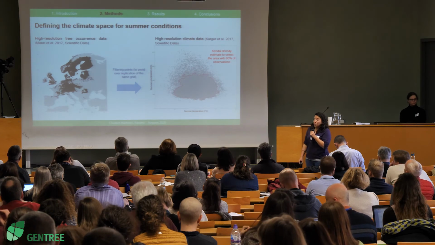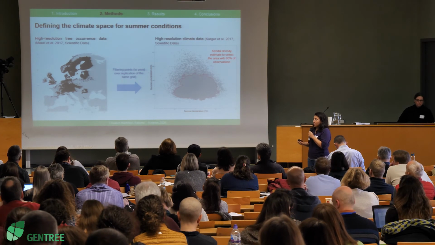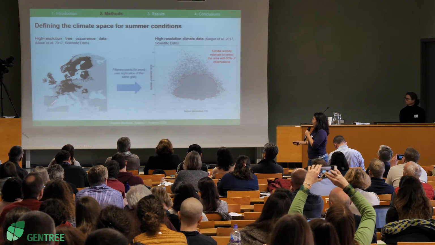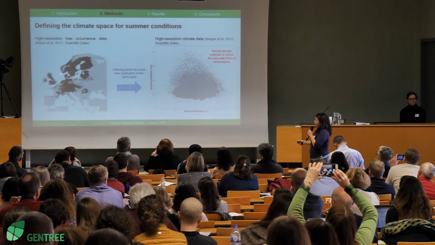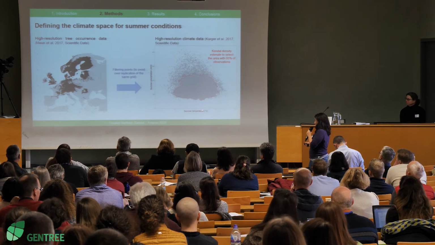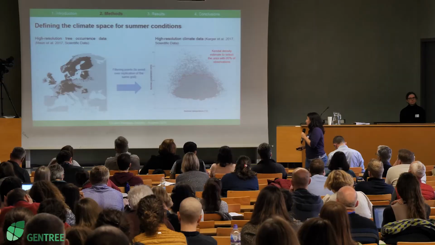So first of all, we need to define what is climate space. To do that, we use high-resolution tree occurrence data. So in this case, we use spruce. And for all of these points, we extract the climate conditions to plot the climate space. It's important to notice that we are going to focus only on summer conditions because this is the most stressful period for tree growth. And also we assume that trees in all the continent are growing during this period.